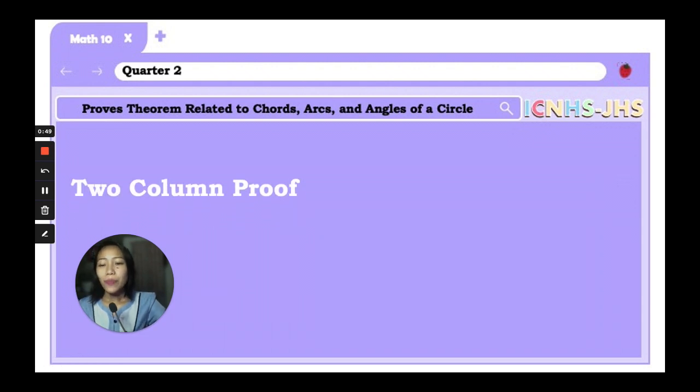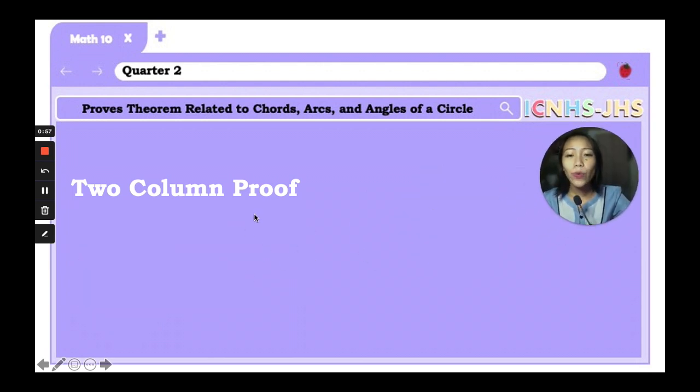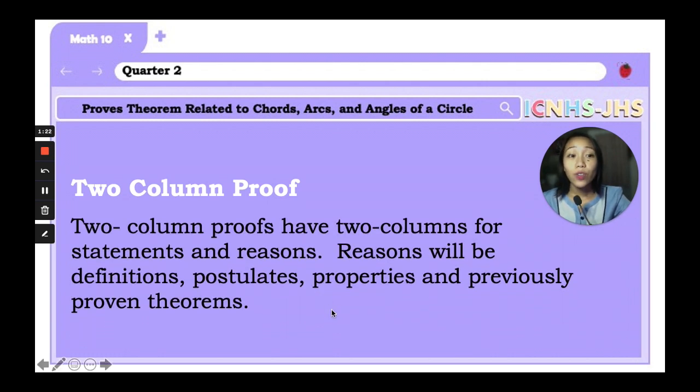So again, this time we will be dealing with proofs. That is why we need to know more about the two-column proof, and I guess you already know about this from grade 8, because you have proven some theorems on triangles, and in grade 9 you proved some theorems regarding quadrilaterals and other polygons. So this is a sort of review. A two-column proof has two columns, as the name says, for statements and reasons. The reasons will be definitions, postulates, properties, and previously proven theorems.